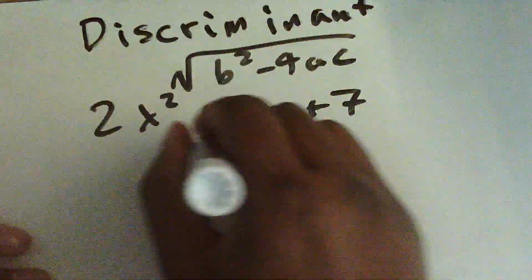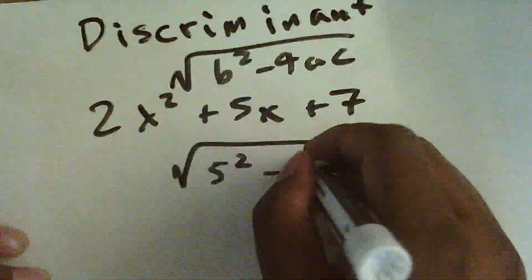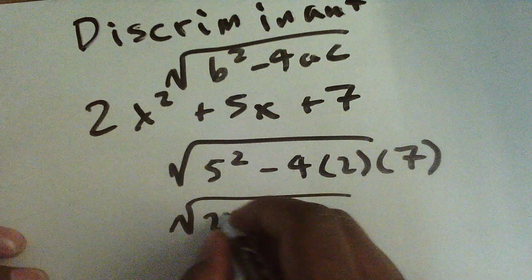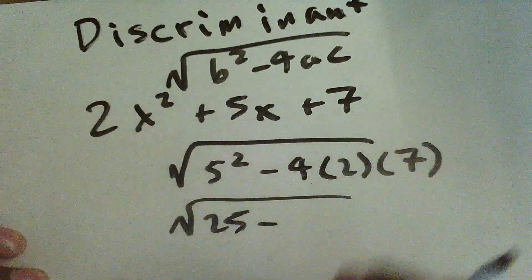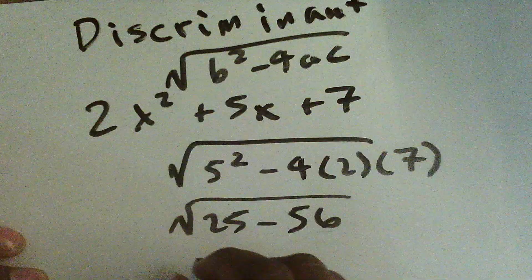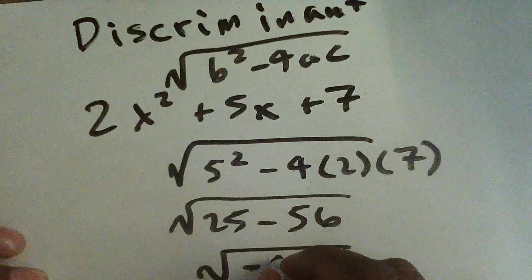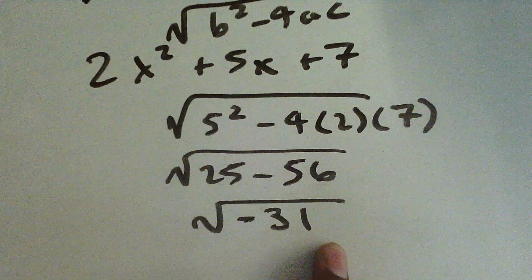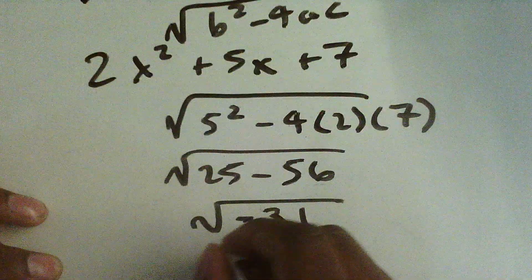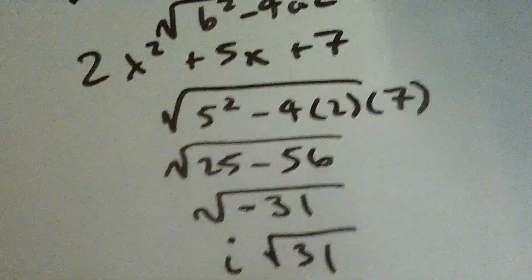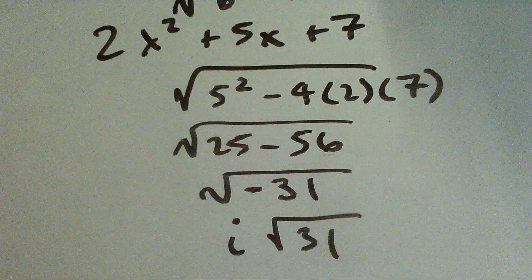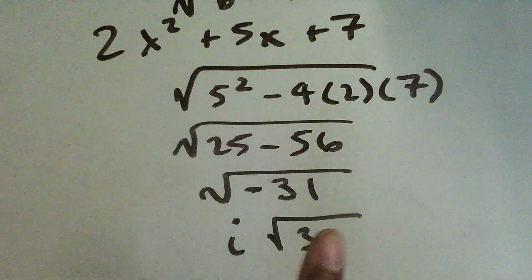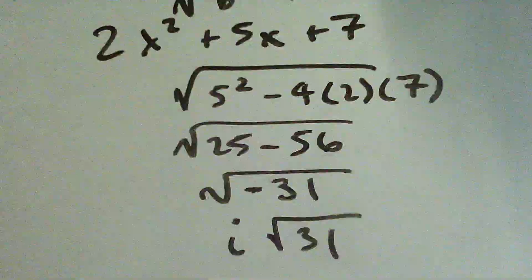So if I put it into my formula, I get 5 squared minus 4 times a times c, which gives me 25 minus, let's see, 4 times 2 is 8, 8 times 7 is 56, which gives me the square root of negative 31. Now, what do you know about negative 31? It's going to be i times the square root of 31, because this is imaginary. You can't have a square root of a negative number. So check this out, I automatically know that this is going to have an imaginary root. So that's what the discriminant does.